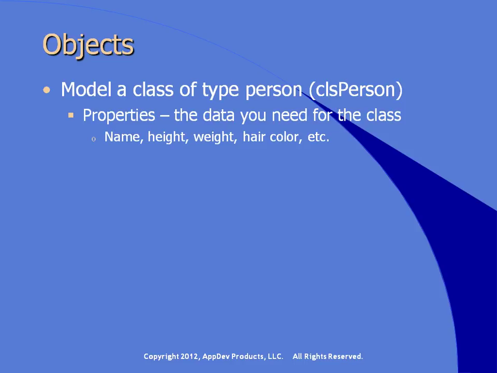In the world of object-oriented programming, we have a very specific nomenclature that we use to describe those things that I've just talked about. Properties essentially are the data that you need for the class. Properties are going to be those attributes that you feel are important for this particular class person object to make sense and to be useful. So you're going to record those things that you would like to know.